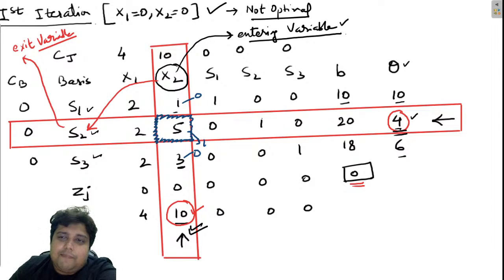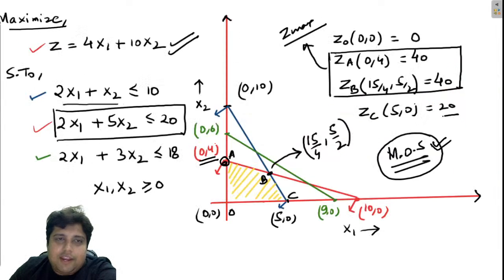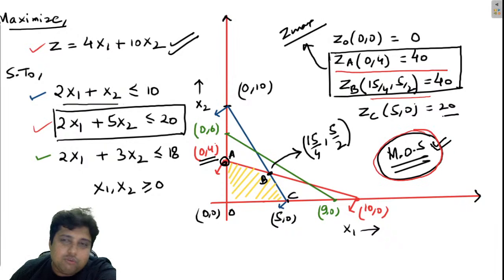So guys, let me tell you one more thing, a very interesting thing. Now through the graphical method, we observed that this problem had a maximum value at (0, 4) as well as (15/4, 5/2). And that implies that this is a case of multiple optimal solution.